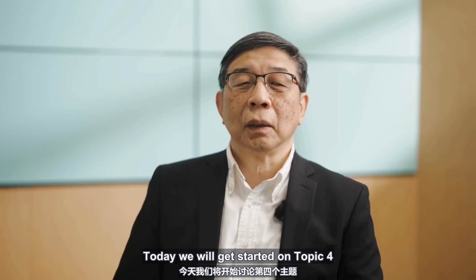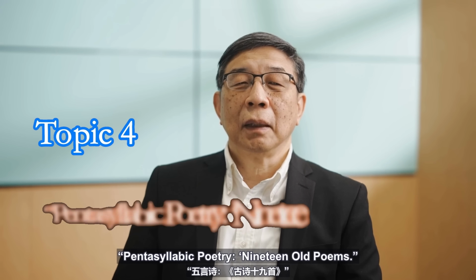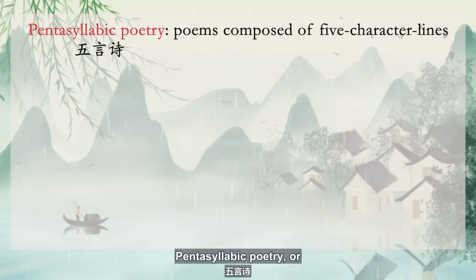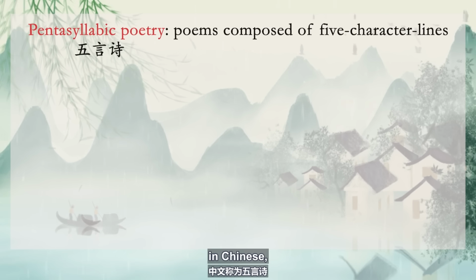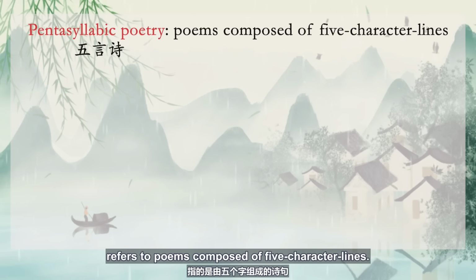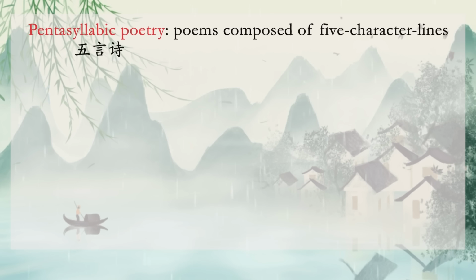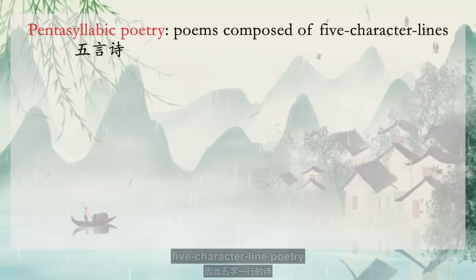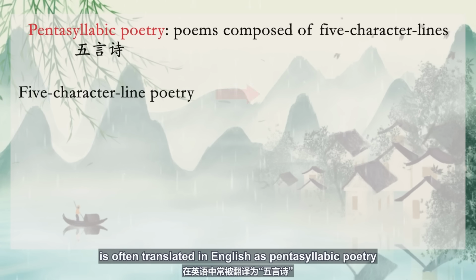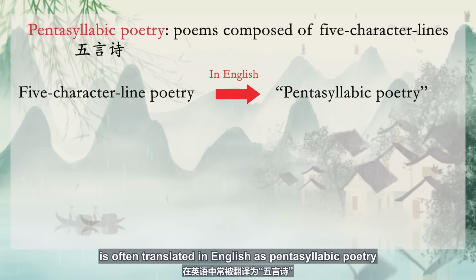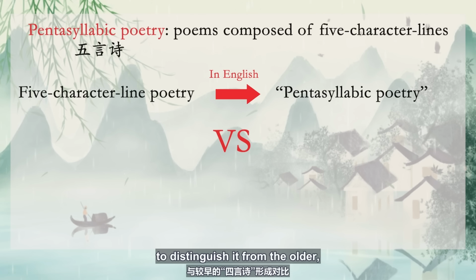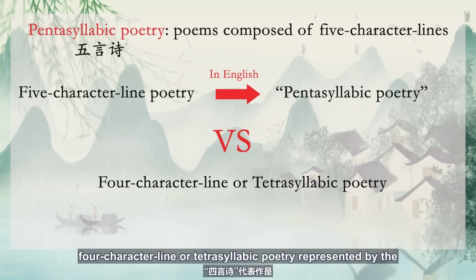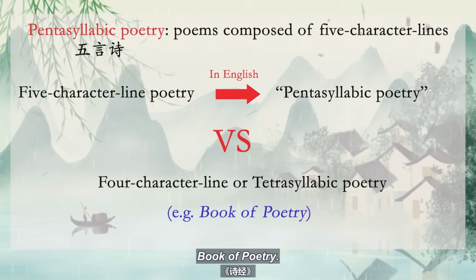Today we'll get started on topic 4, pentasyllabic poetry, 19 poems. Pentasyllabic poetry, or 五言诗 in Chinese, refers to poems composed of 5-character lines. Since all Chinese characters are monosyllabic, 5-character line poetry is often translated in English as pentasyllabic poetry, to distinguish it from the older 4-character line, or tetrasyllabic poetry, represented by the Book of Poetry.